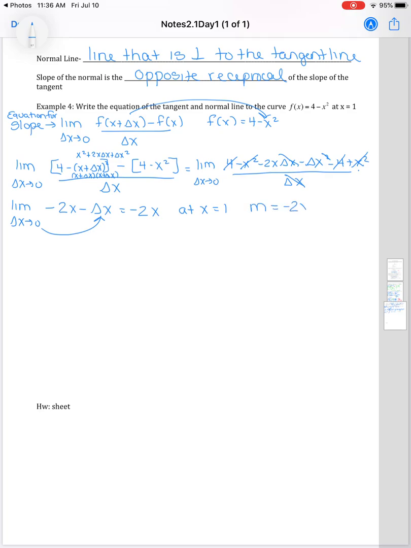Now, in order to get the slope itself, we're given the point at x equals 1. So at x equals 1, slope would then be negative 2 times 1, which is negative 2. So that's important to note.